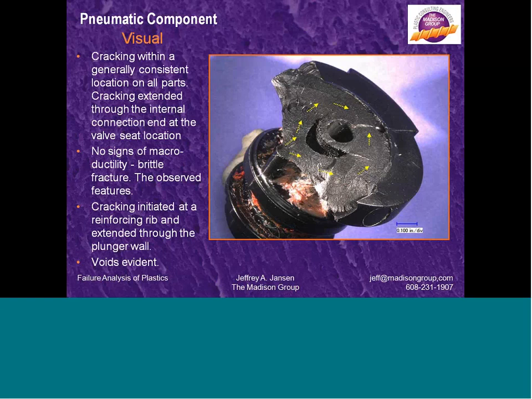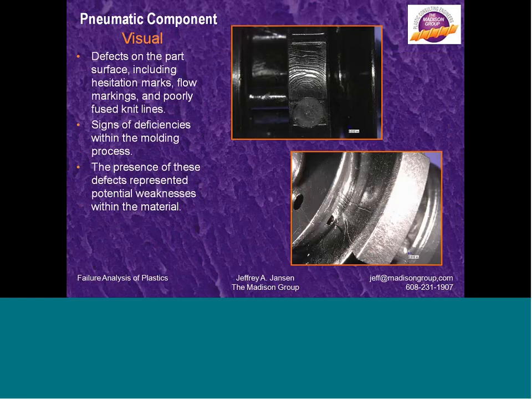Cracking initiated at a reinforcing rib and extended through the plunger wall. We can see that reinforcing rib and then the cracking moving out in both directions around the part. Significantly also, we see a void. That smiley-faced feature that we see in the middle is a void. It's not supposed to be there.